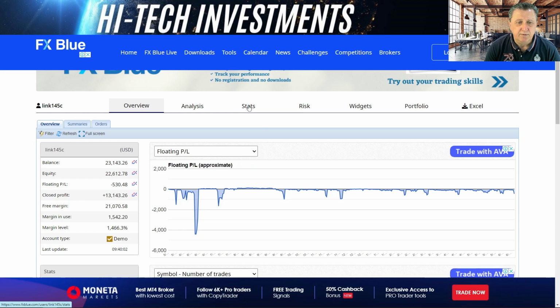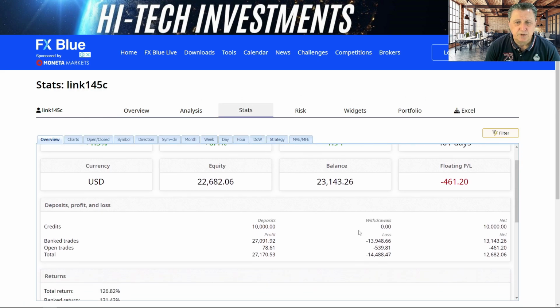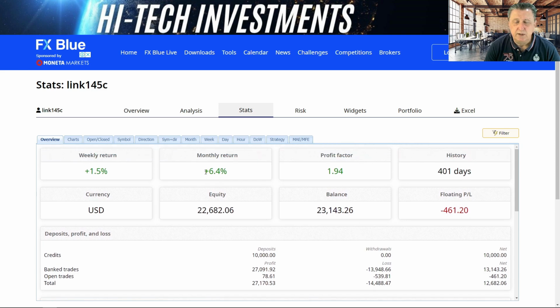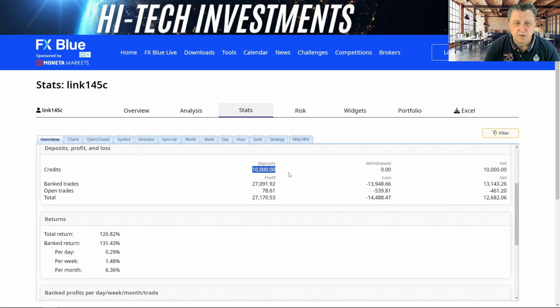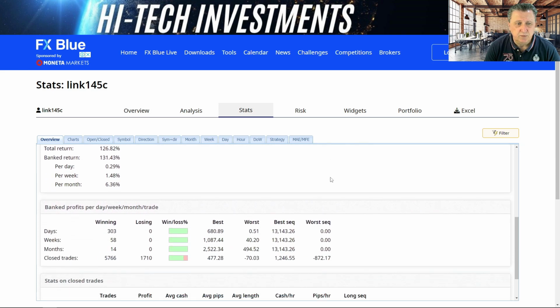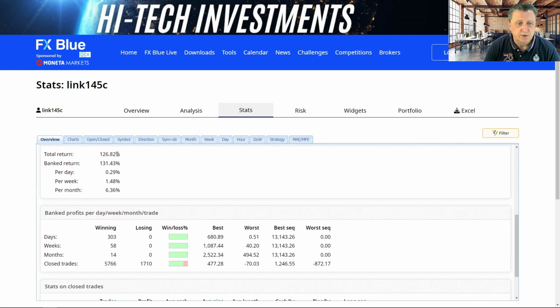If we go and have a look at some of the stats that we have in here, again, the numbers that I just described to you before with the weekly and monthly returns, still the same, and the history also tells you the equity and the balance, and will also tell you that we started off with a $10,000 account, and then obviously we come to this particular part, which is a bit more interesting. So again, total return 126.8%. And then it will tell you the bank returns, how it's per day, per week, per month.